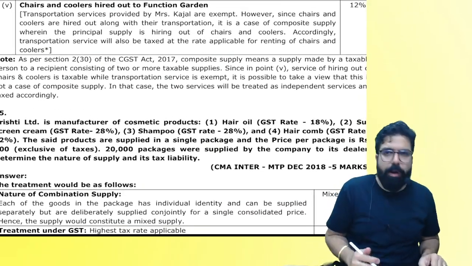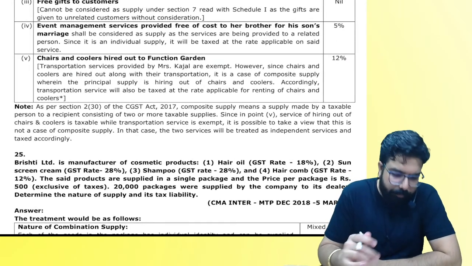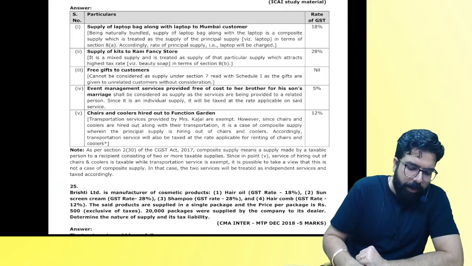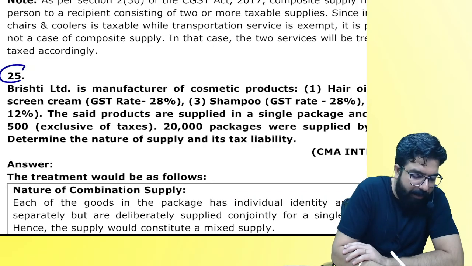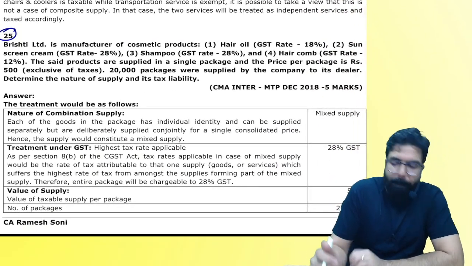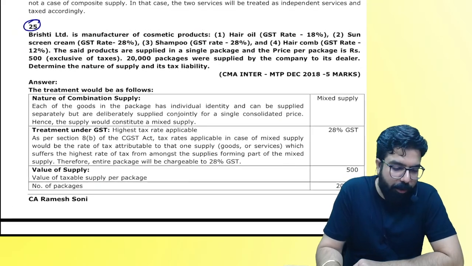People, everyone over here. This big question, I'll do it tomorrow. I want to do one small question first. Page number 2.32.